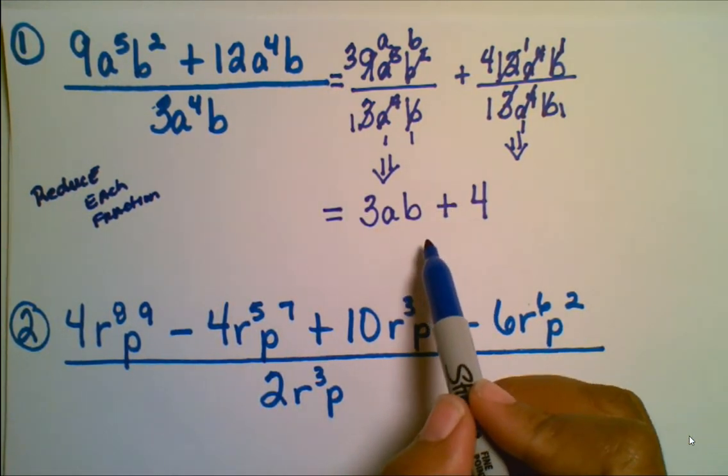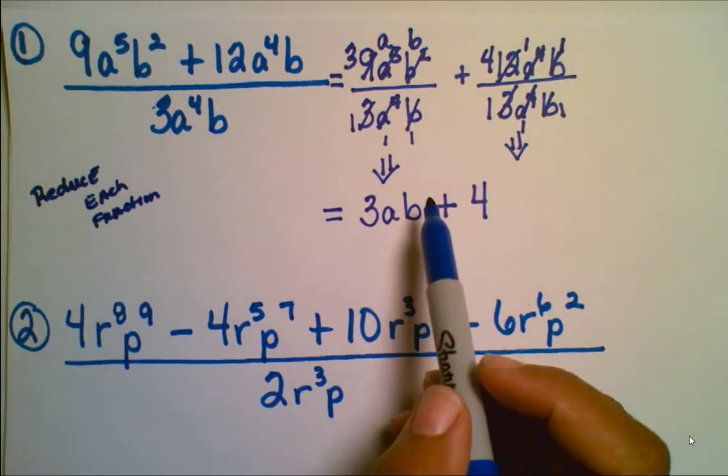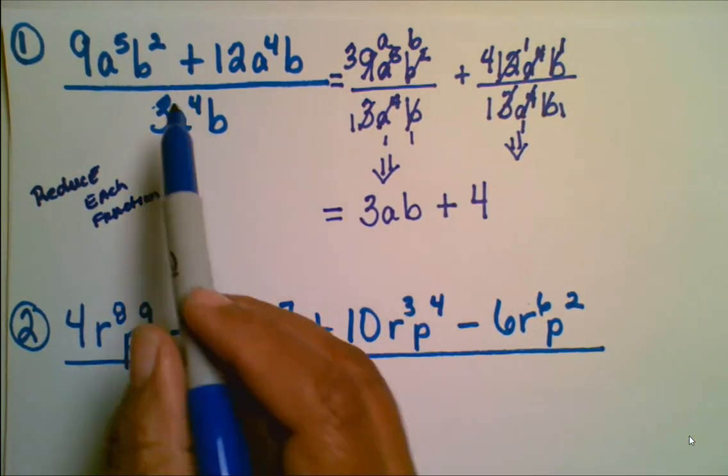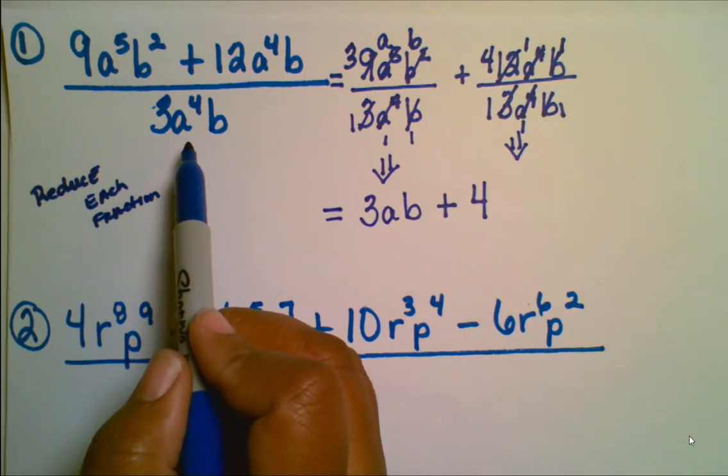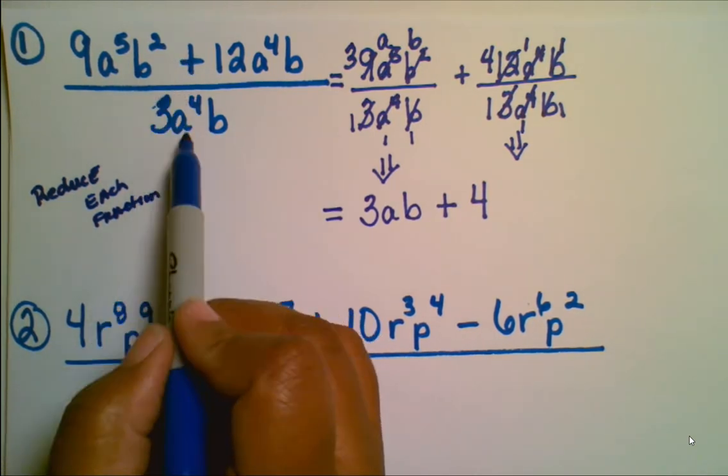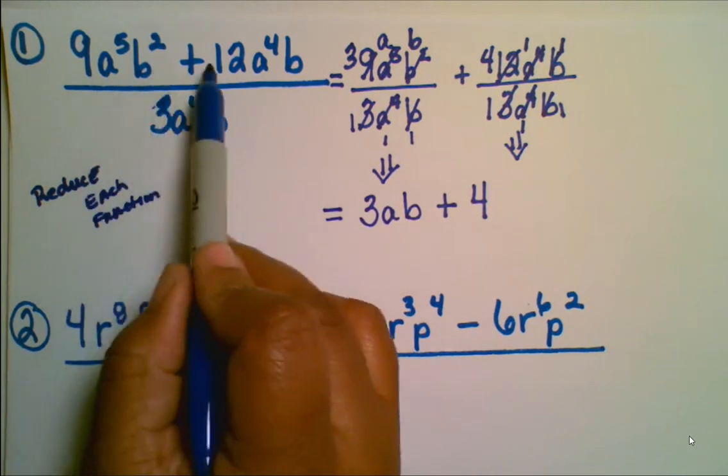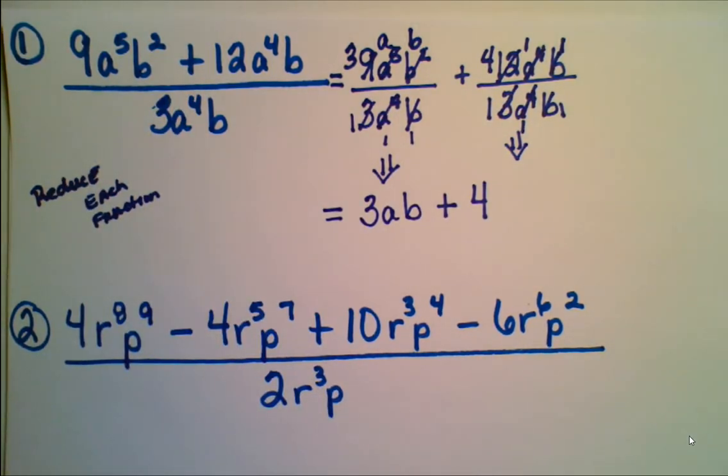Now we can check our work. Checking our work is taking this 3ab plus 4 and multiplying it by this monomial. And when we multiply that together by distributing, we're going to get the dividend that's listed here.